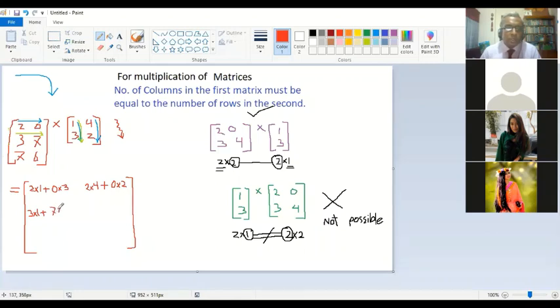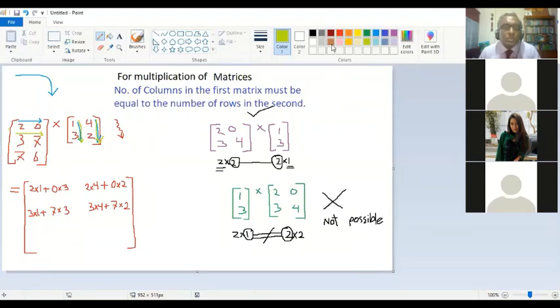And then you put a gap, move to the right side, and write 3 into 4, plus 7 into 2. So this is done. The second calculation is also done. Now you do the same calculation for the last row.